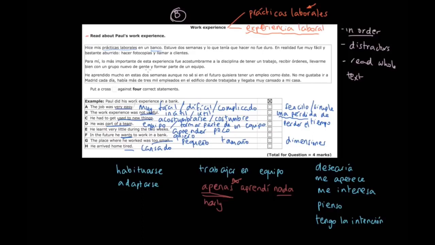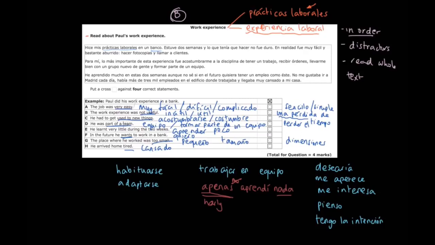So I'll carry on reading. Now I'm going to familiarize myself with the first, let's say, three or four statements that I may have to find. So the job was very easy, the job experience was not useful, or had to get used to new things, part of a team.